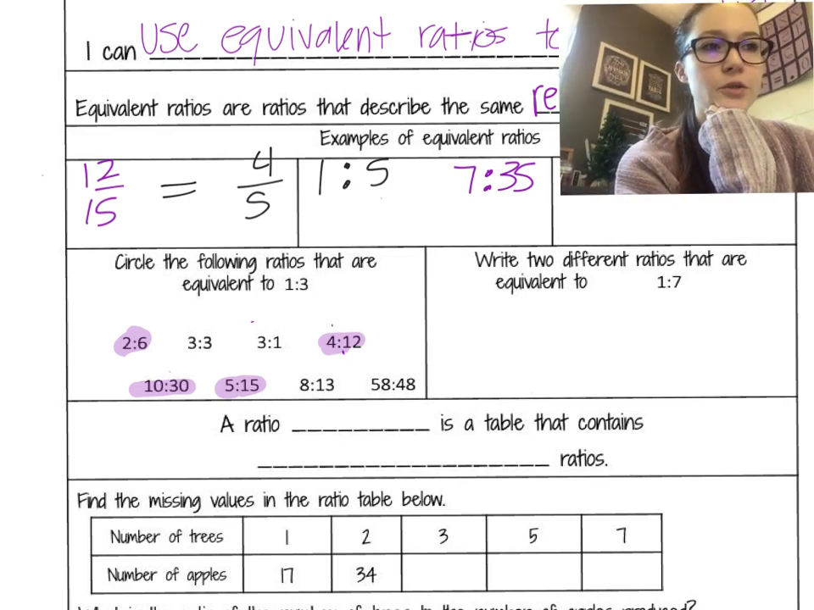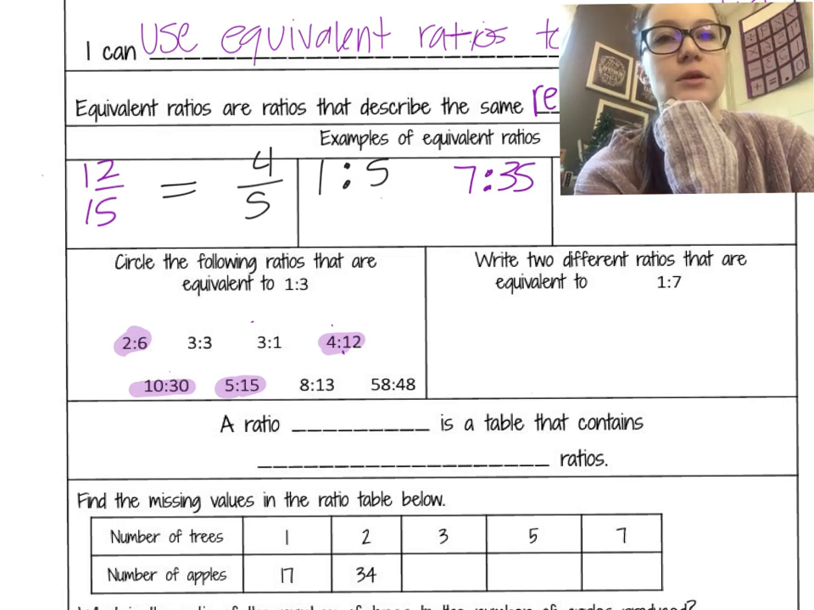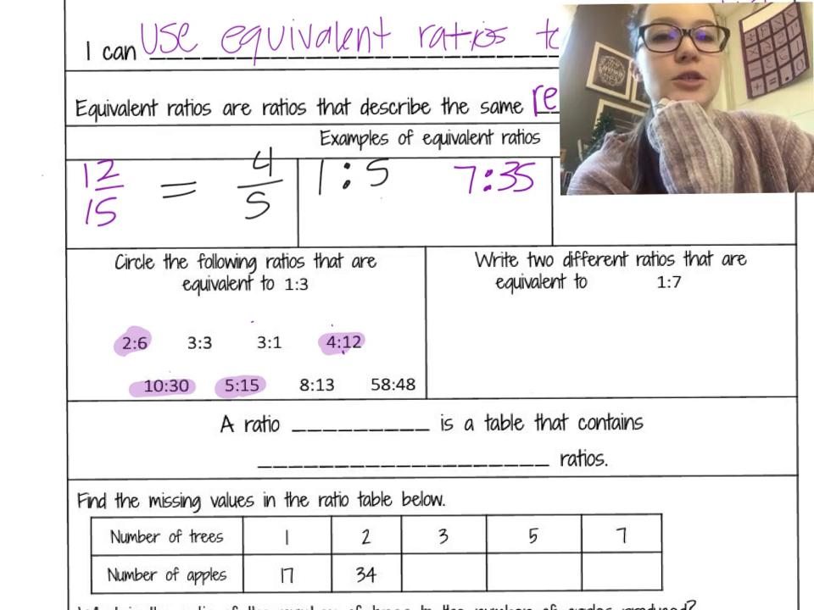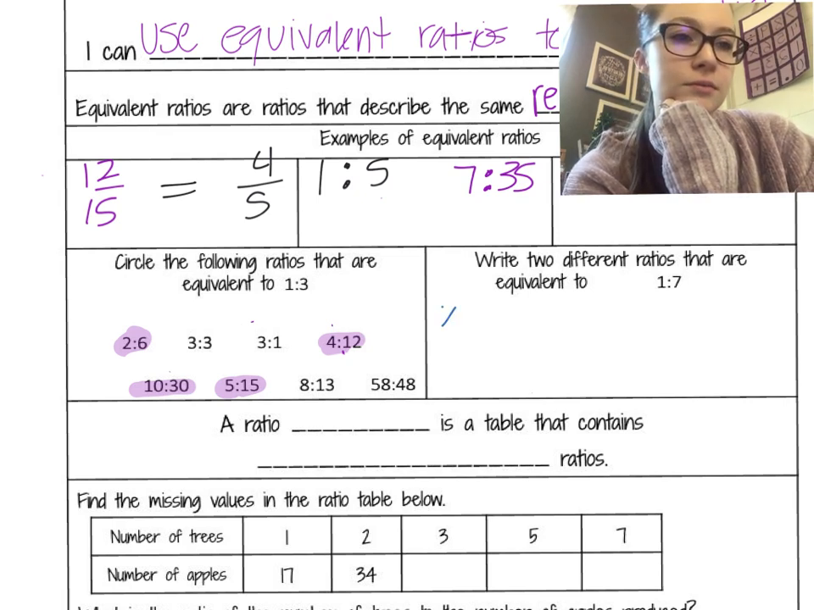So write 2 different ratios that are equivalent to 1 to 7. One way I'm going to do it is I'm going to multiply by 2, right? You can multiply by anything on both sides. So 1 times 2 is 2, and 7 times 2 is 14.